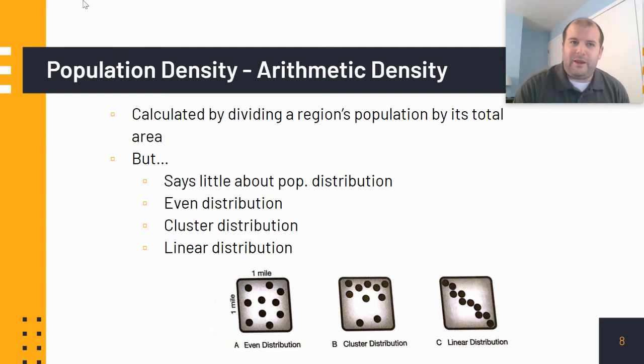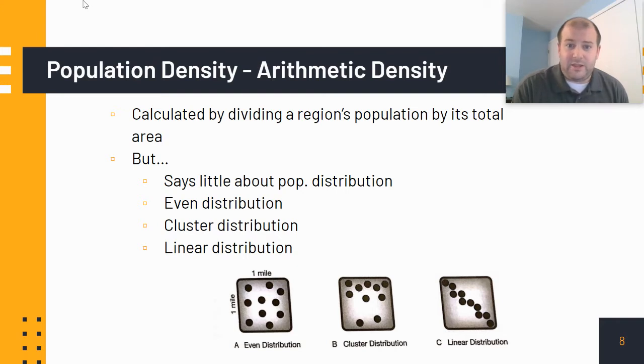It gives me a number that can tell me if one country is more densely populated than another country. However, arithmetic density does not tell me where people are actually distributed within a country. It doesn't tell me where the people actually live. So, for example, China's arithmetic density will tell me a snapshot of China's population density, but doesn't tell me that most of the people live in the eastern half of the country.